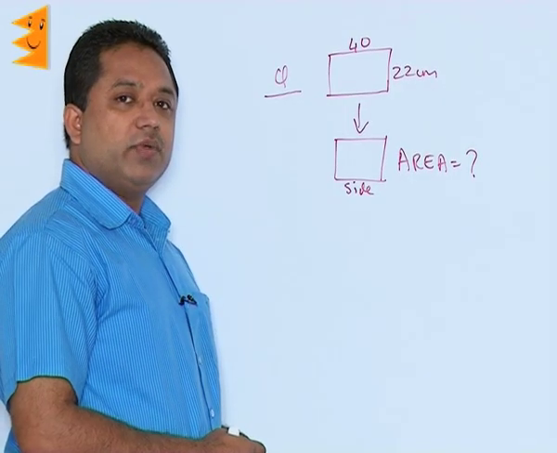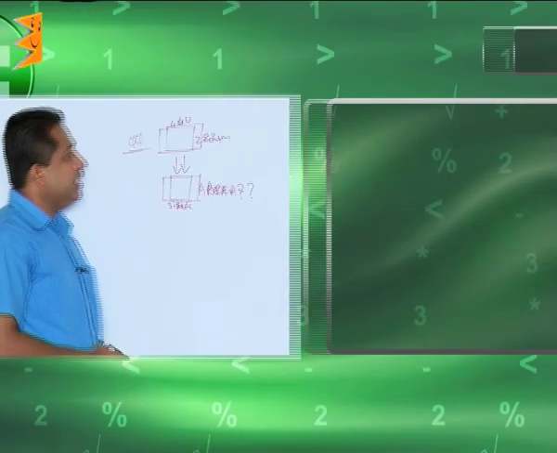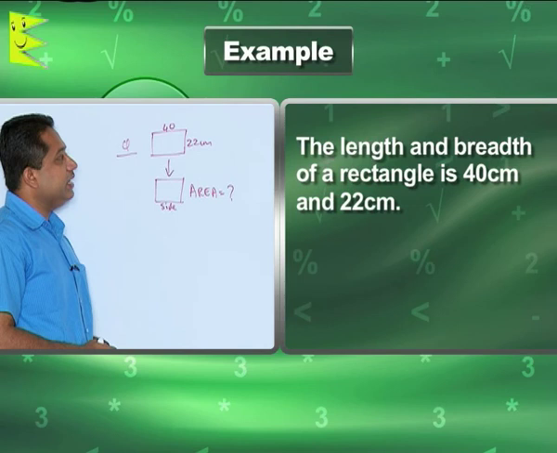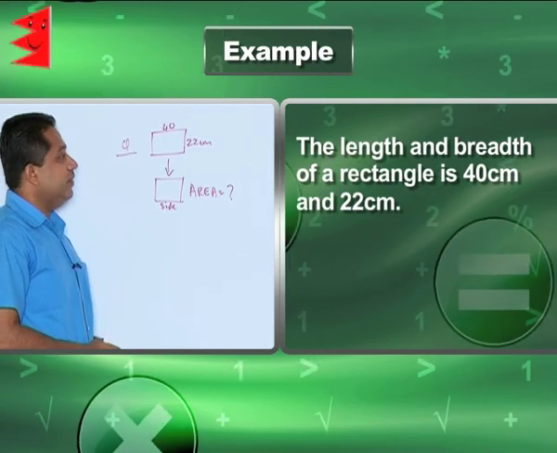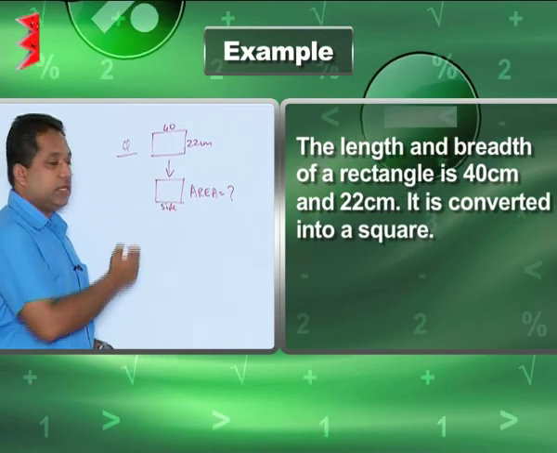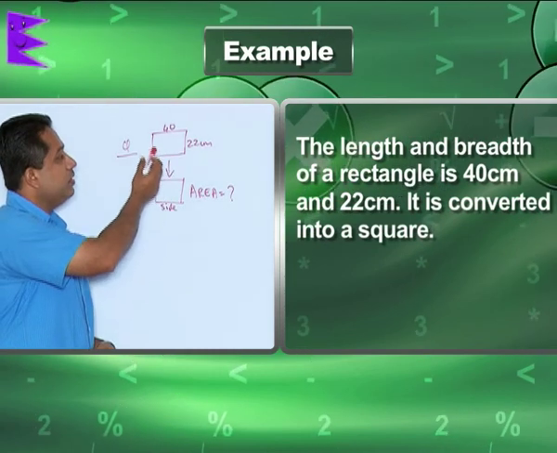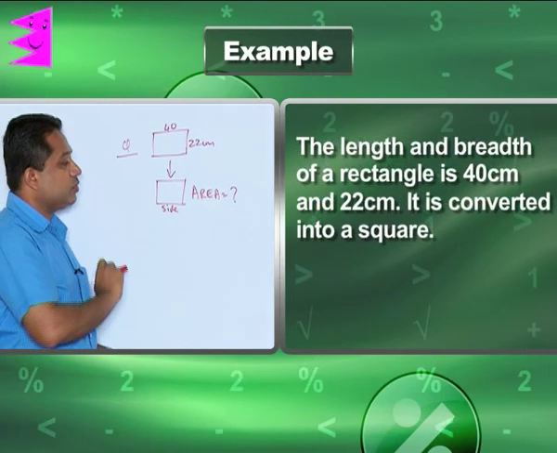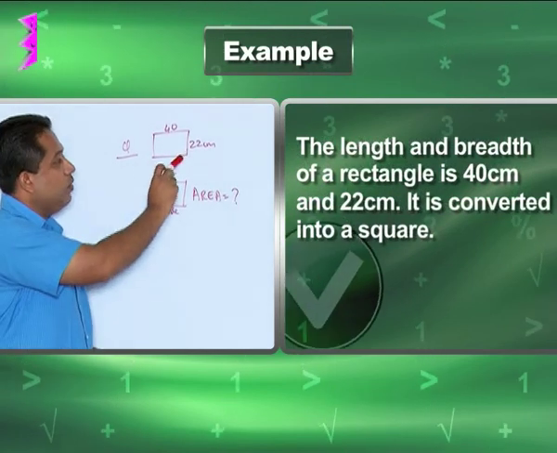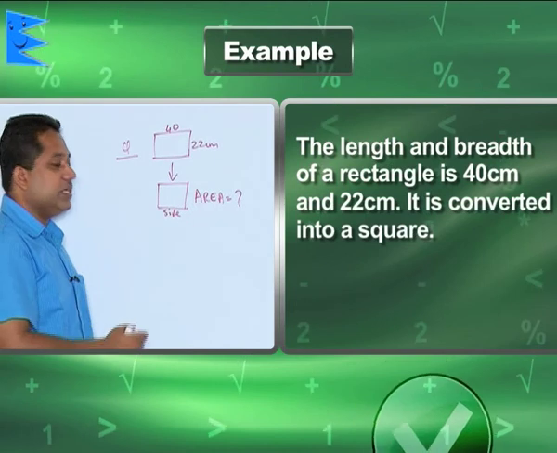Now, here we have a question in which the length and breadth of the rectangle is given. The length is given 40 and the breadth is given 22, and then it is converted to a square. The same rectangle is bent and reshaped in the form of a square, which means that the boundary length of the rectangle and square is same.